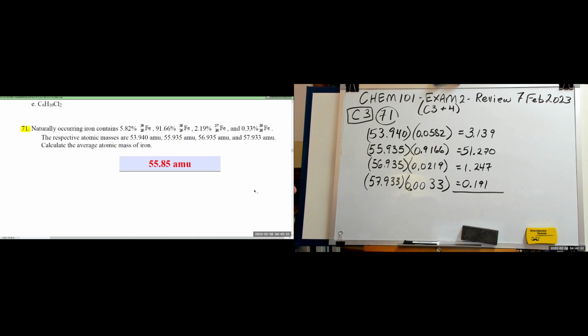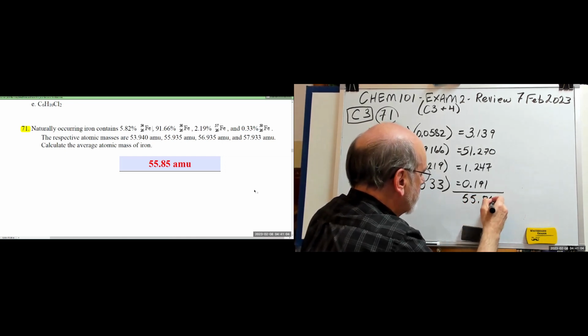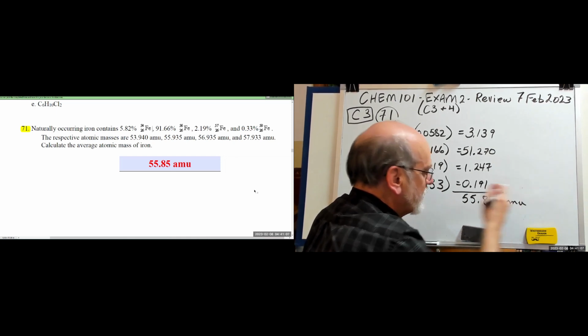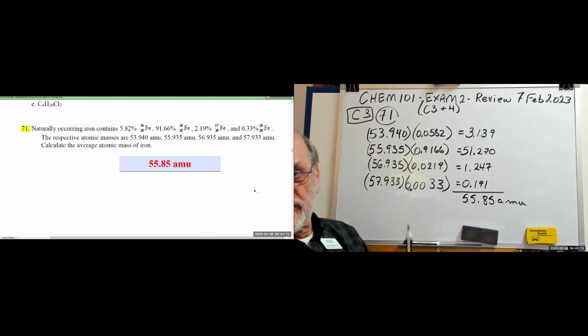Plus. Let's see. What did I do wrong? 3.139, 51.270, 1.247, and 0.191. 55.8. Let's see. 55.85 atomic mass units. That's the average atomic mass for iron.